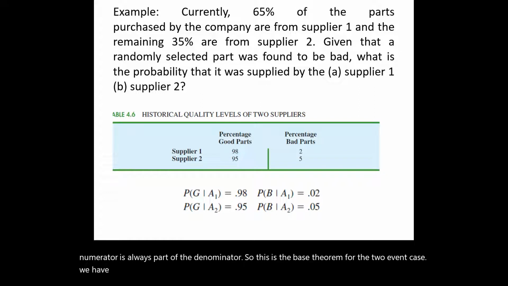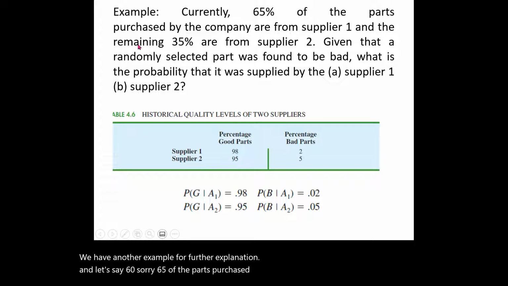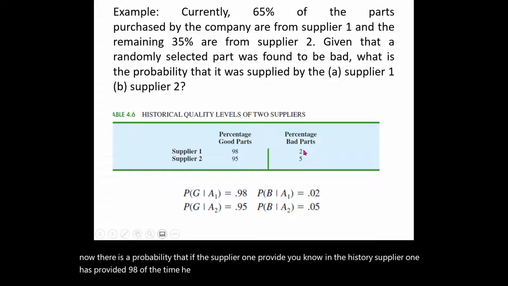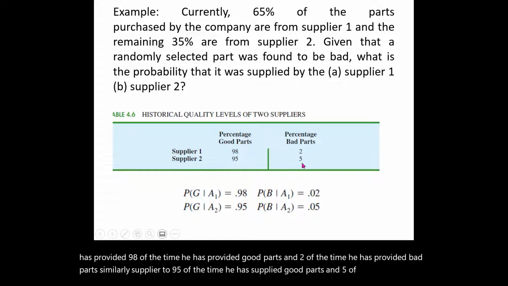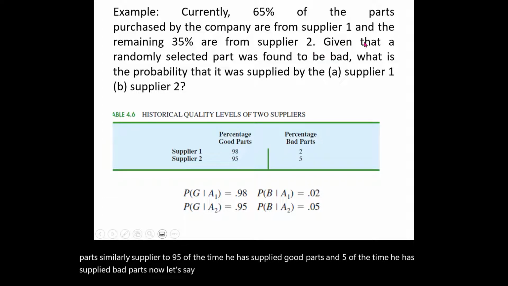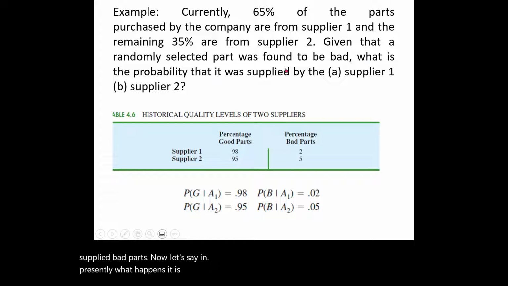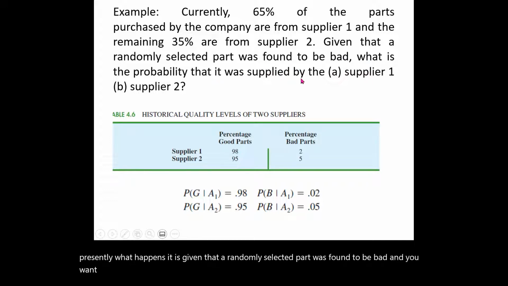We have another example for further explanation. Let's say 65% of the parts purchased by a company are from supplier 1 and 35% are from supplier 2. Now, in the history, supplier 1 has provided good parts 98% of the time and bad parts 2% of the time. Similarly, supplier 2, 95% of the time he has supplied good parts and 5% of the time he has supplied bad parts. Now let's say presently a randomly selected part was found to be bad and you want to calculate the probability. Suppose you don't know who supplied that part and you want to find the probability of which supplier provided this bad part.